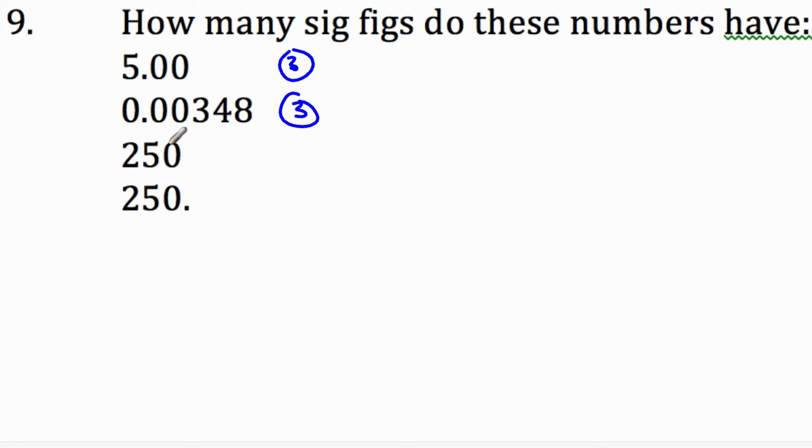This one here, a trailing 0 in front of a decimal, like where the decimal would be if we wrote it in, doesn't count. So this one only has 2 sig figs. This one, since there's a decimal place there, the 0 out front does count. So there'd be 3 sig figs there.